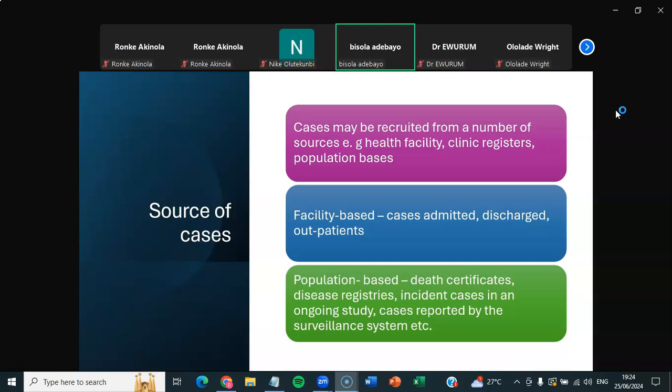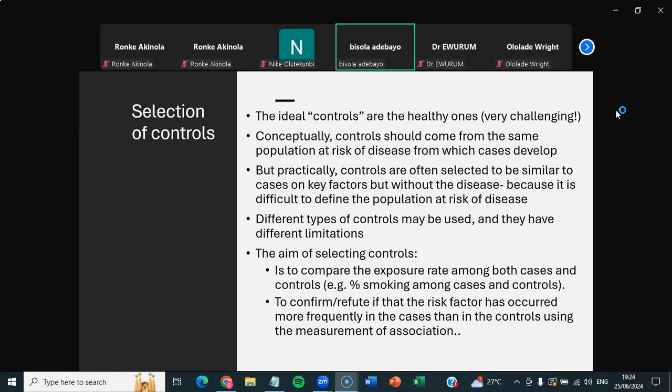So you select some cases and controls in that study that don't have the outcome of interest and do a case control that is nested within a cohort study. Sometimes you might also select your cases from cases that are reported by the surveillance system. Now, with regards to controls, the ideal controls are healthy controls. And sometimes there's a question, what's really healthy? How well can you determine that?